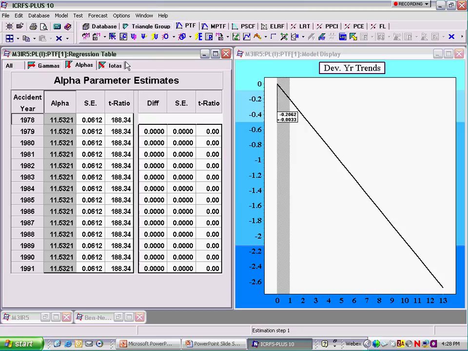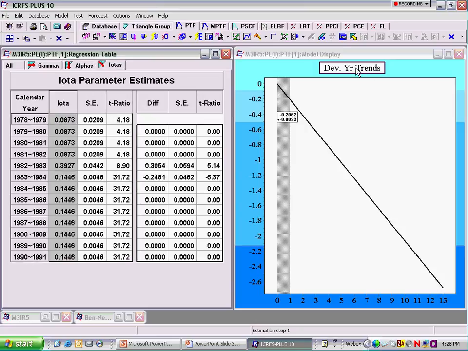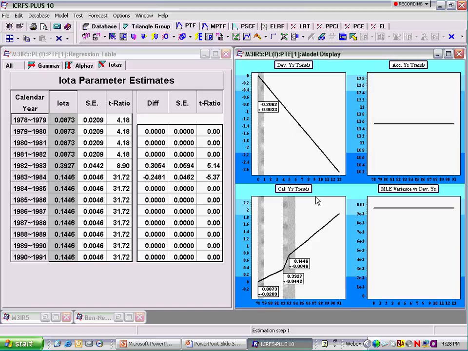The iotas are the calendar year parameters. There's only one. Sorry, there are 3. You can see 3 in there. There are 3 in the graphs.